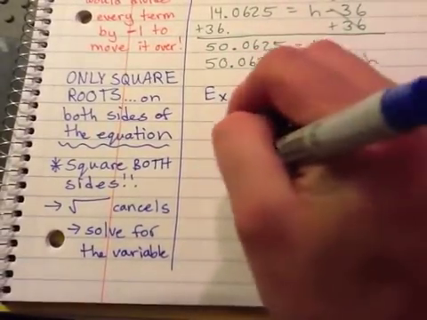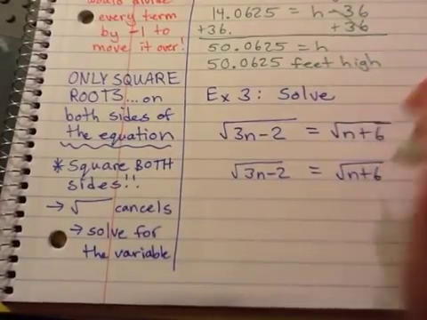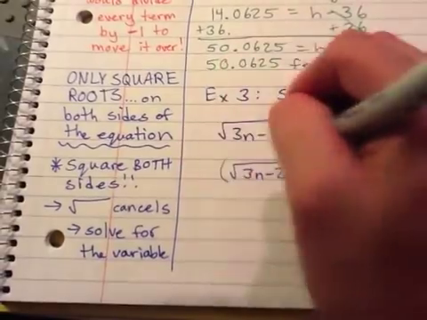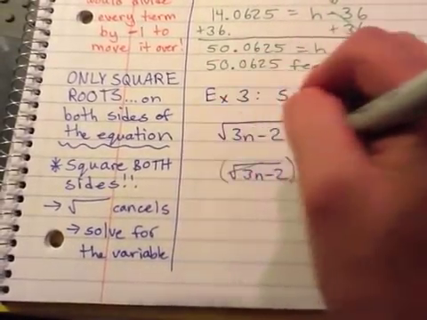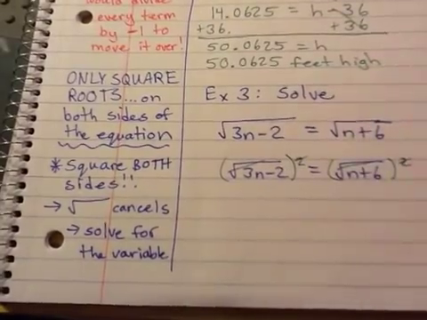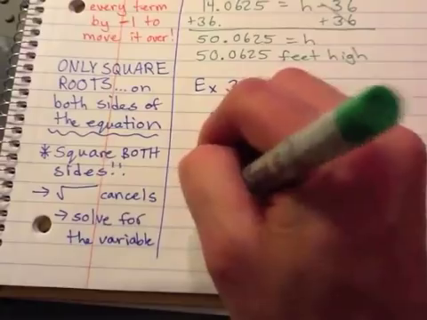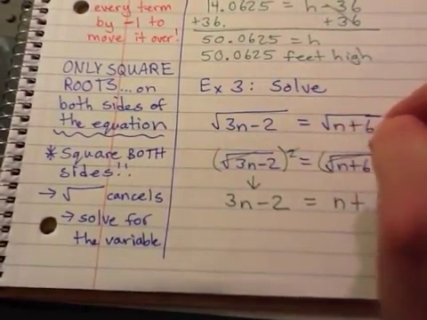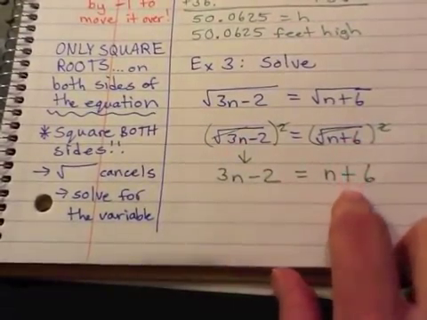So I have square root of 3n minus 2 equals square root of n plus 6. And I realize that there's all square roots, so I take this whole piece, square it, this whole piece, square it. The square root cancels. And I just bring down 1, 3n minus 2 is equal to 1n plus 6. One of these and one of these.